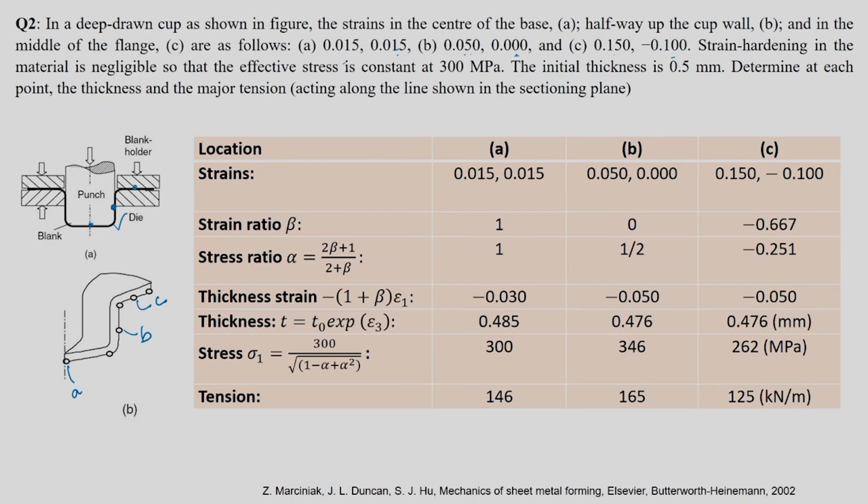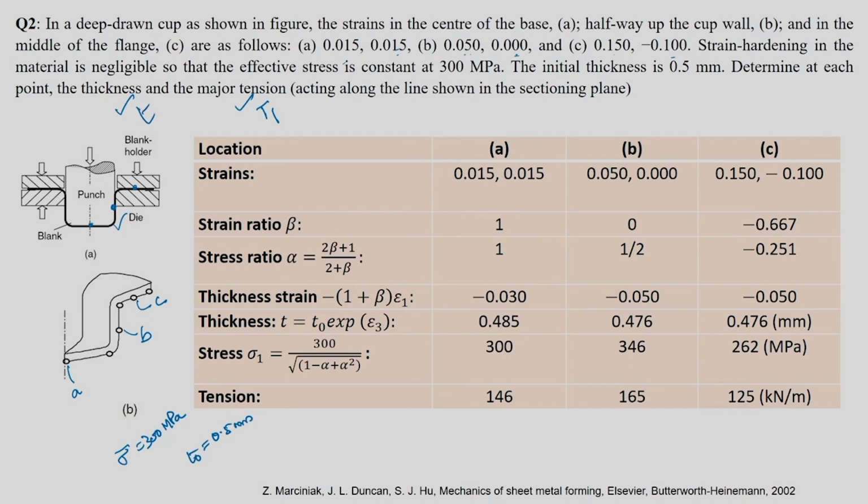The strain hardening of the material is negligible, so the effective stress is constant. Sigma bar is a constant value, which means there is no hardening in the material, so the flow stress remains constant at 300 megapascal, which is easy for us to calculate. The initial thickness T naught is given as 0.5. At each point A, B and C, you have to get the new thickness T and the major tension T1. That's all you need to get.